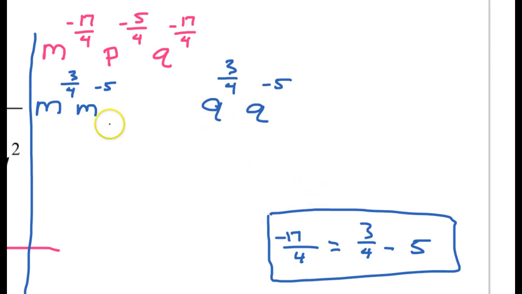And you can convince yourself that if, for example, I multiply these m's together, I'd have to add these exponents, and guess what they would add up to? They would add up to negative 17/4, which you can see happening right here. Same thing with the q's. So we haven't changed anything, but the reason why we did it is because now the fraction is positive, so it would not drop down to the denominator and become a problem for us.